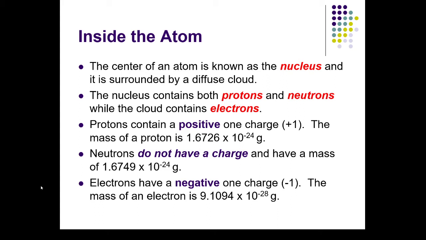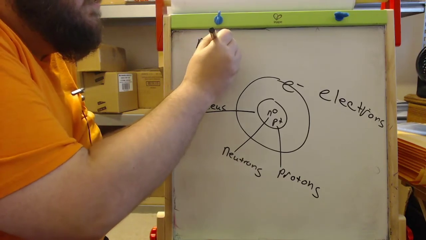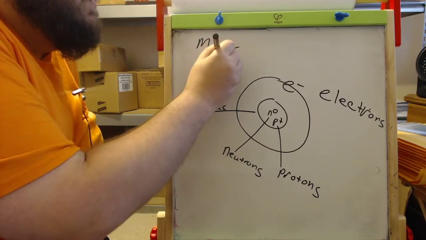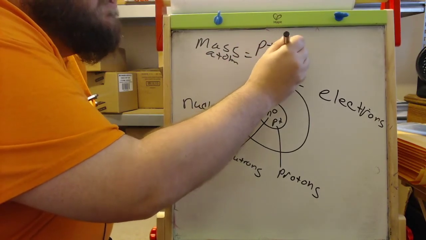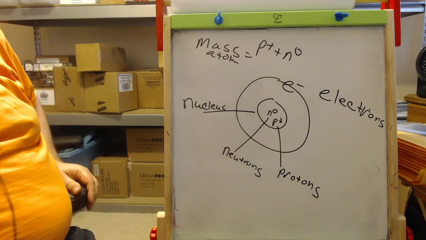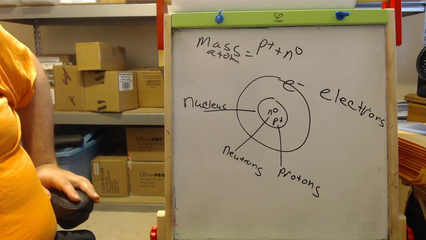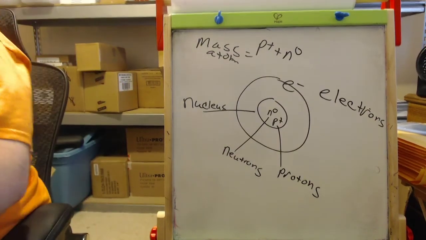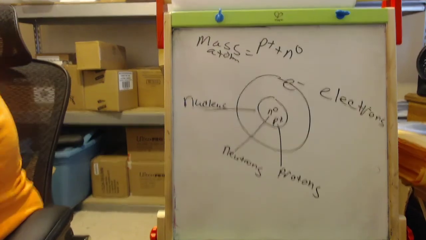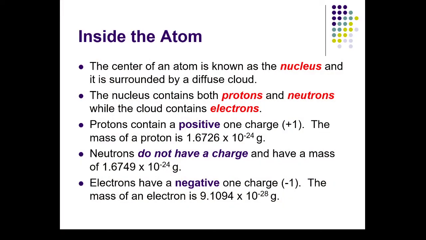So what does that mean? What that means is that if I'm looking at the mass of an atom, it really comes down to the mass of the nucleus, or the mass of the protons plus the neutrons. Electrons are so small. Now they're important because electrons are going to balance charge. But mass-wise, they play no role in our mass.